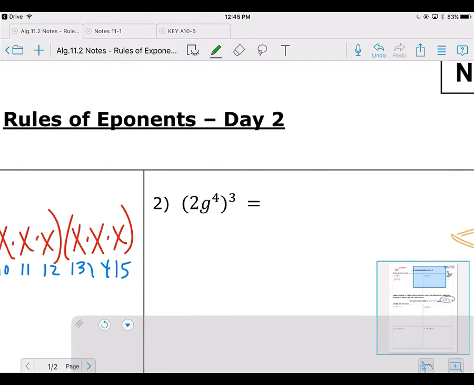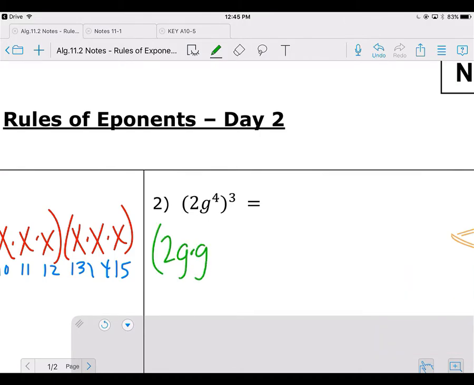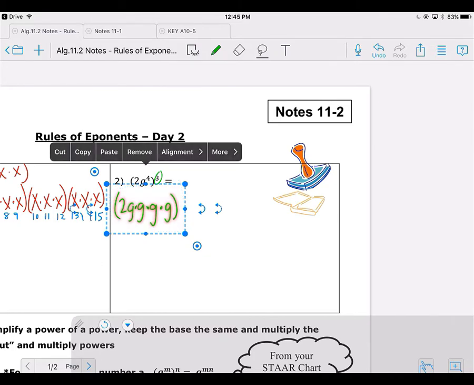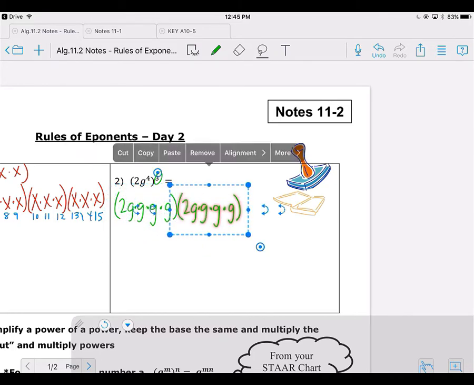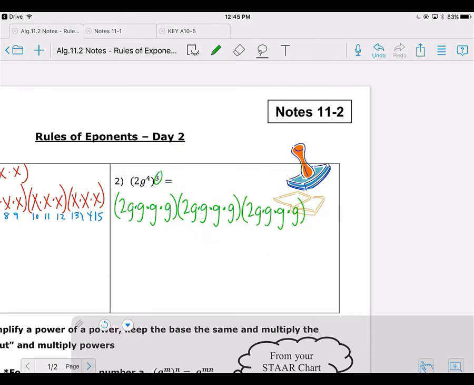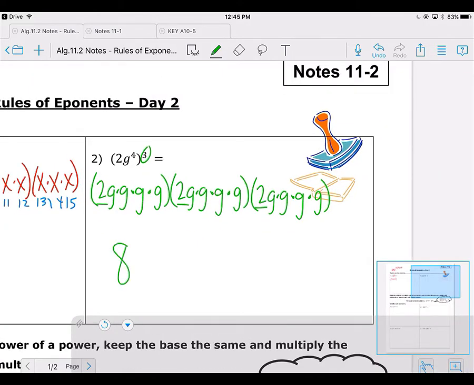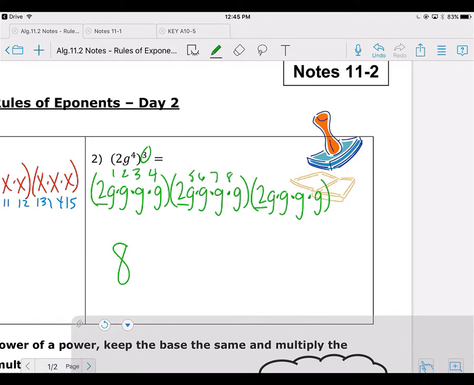Now for problem 2, we have 2g times itself 4 times. And they want me to write that 3 times. So you go ahead and start writing it. I'm going to cheat a little bit. All right. So we really have 2 times 2 times 2, which is 8. If you're not sure, put it in the calculator. And then remember, like we said yesterday, we're adding up all of our exponents. We're seeing how many we have. So 1, 2, 3, 4, 5, 6, 7, 8, 9, 10, 11, 12. So we have g to the 12.